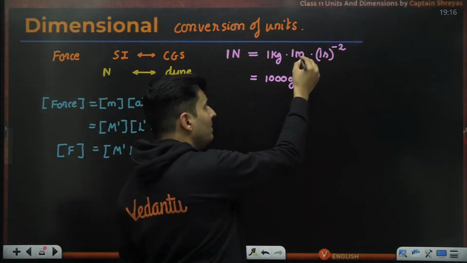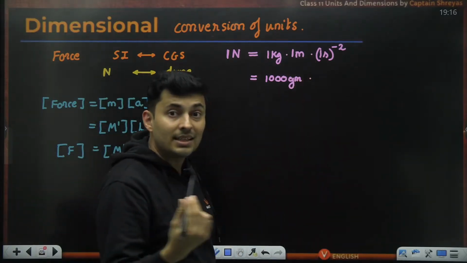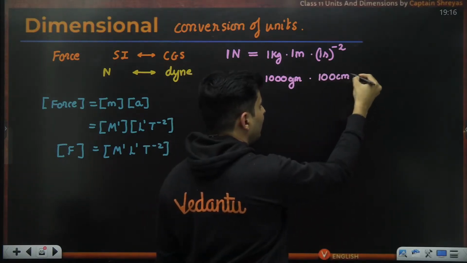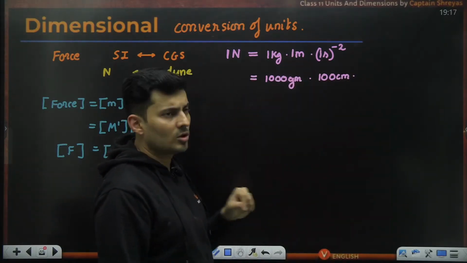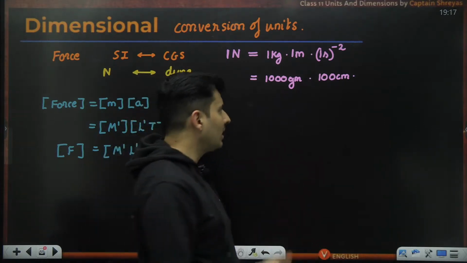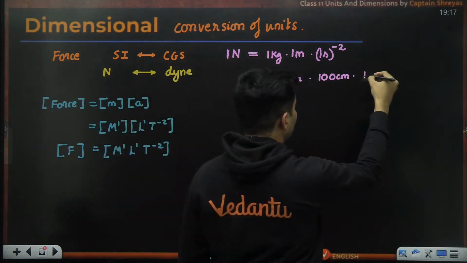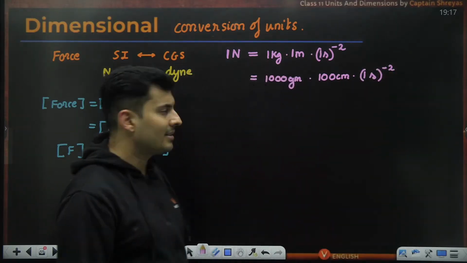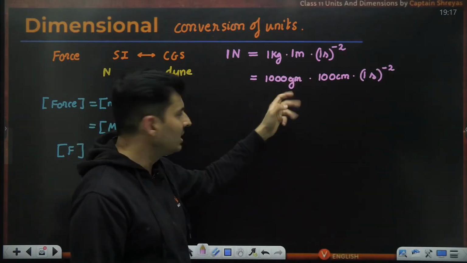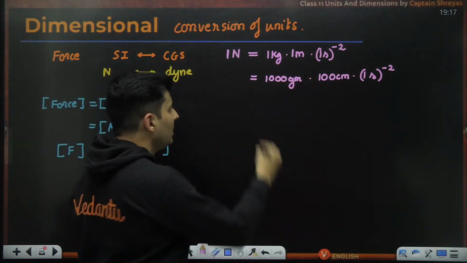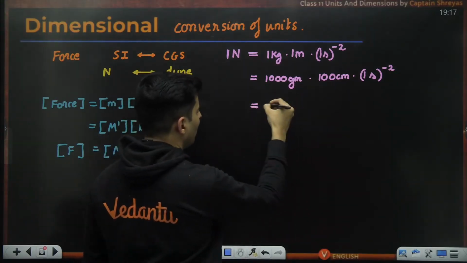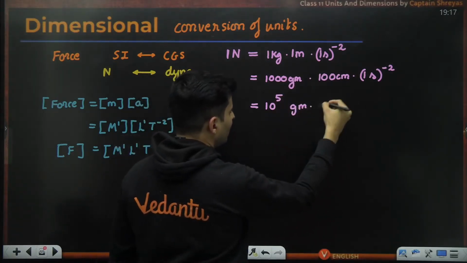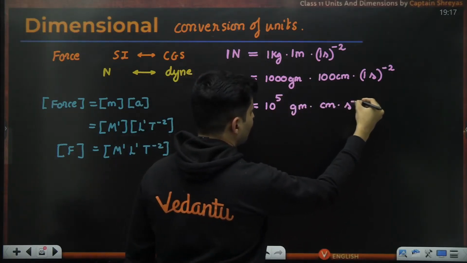A meter is the SI unit. In CGS, it is centimeter. So a meter is 100 centimeters. So I've converted that also. But seconds, I don't have to do anything, so just leave it as it is: 1 second whole raised to minus 2. Now take care of those numbers. We have 1000 and 100. 1000 to the power 1 and 100 to the power 1 will make it 10 to the power 5. This is gram, then you have centimeter per second square.